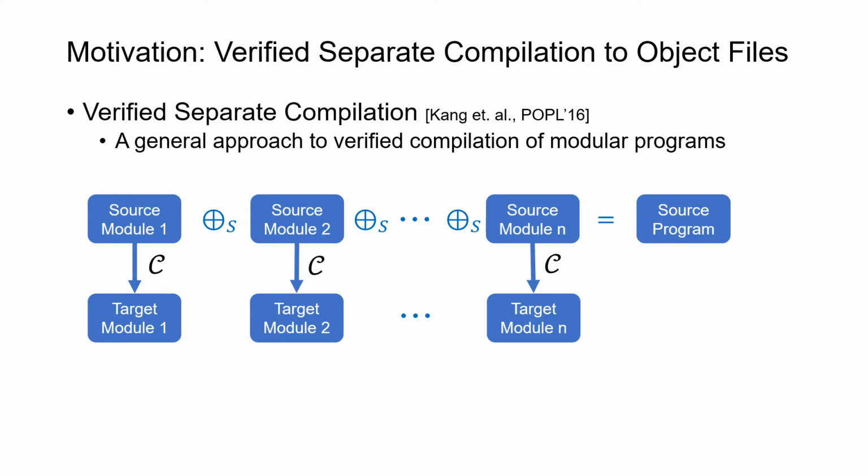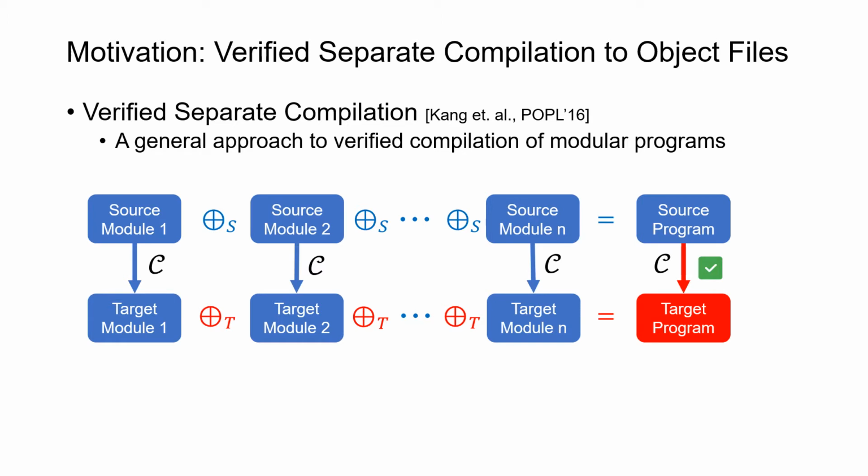Verified separate compilation is a general approach for verifying the compilation of programs consisting of multiple modules. Suppose a set of source modules can be linked into a source program, and they can be compiled into a set of target modules using the same compiler. Verified separate compilation guarantees that the target modules can also be linked into a program, and this program is a result of compiling the source program using the same compiler. Then the verification can proceed by proving that the linked source module behaves the same as the linked target module.